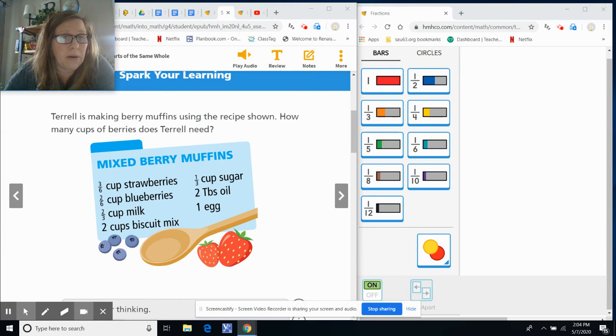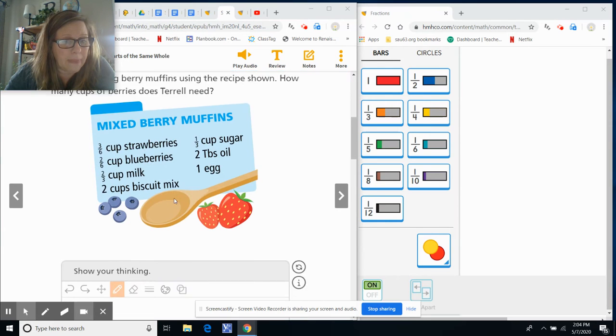Tyrell is making berry muffins using this recipe shown. How many cups of berries does Tyrell need? So we really don't need to look at anything else here. These are all different things that are going to be in that recipe, but the question is just asking about the berries. So there are going to be two different kinds of berries in here. There are going to be 3/6 cups of strawberries and 2/6 of a cup of blueberries.